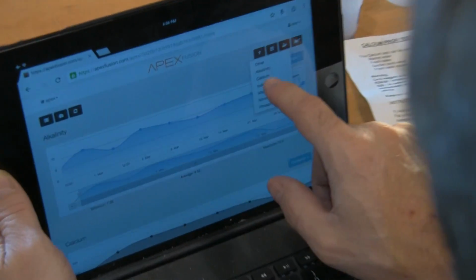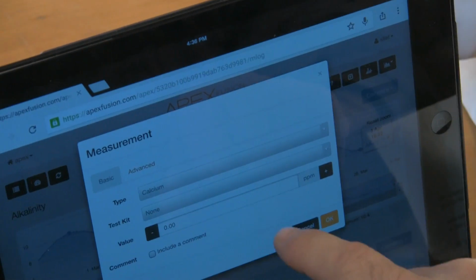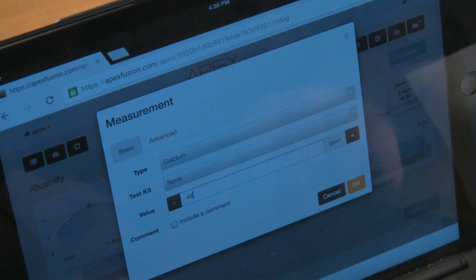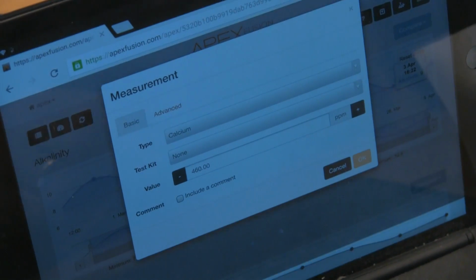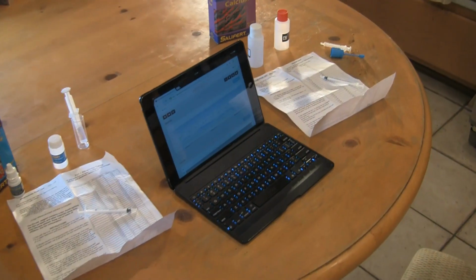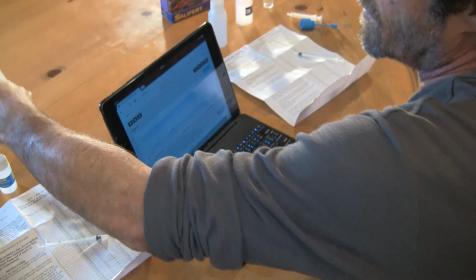So we're going to log that in here as my calcium test. Add a little thing there, calcium, and value is 460. All right. Dump that real quick. Okay, was that an okay break for what's the next thing? Next is alkalinity.